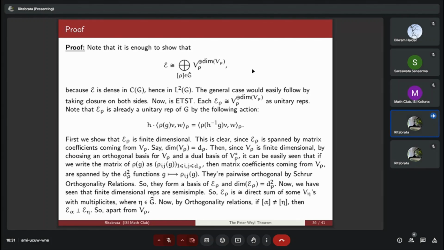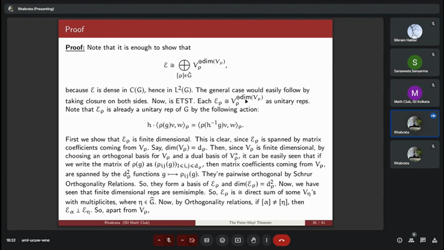Note this, η_ρ already has a unitary representation structure of G by the following action. The elements of η_ρ are matrix coefficients. A group element h acts on a matrix coefficient in the following way: ρ was a representation, and we twist it by h inverse inside our ρ. This is the only thing that we can do; we cannot apply h anywhere else.